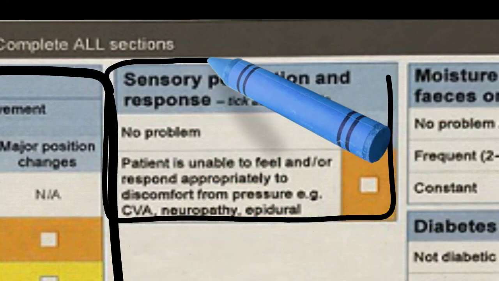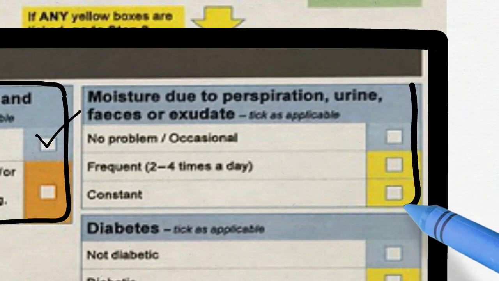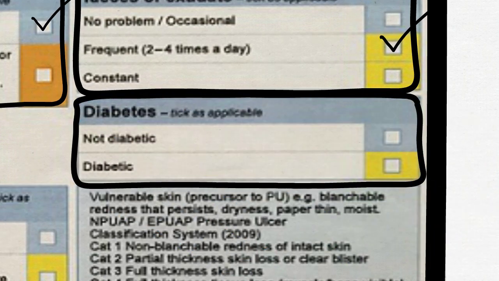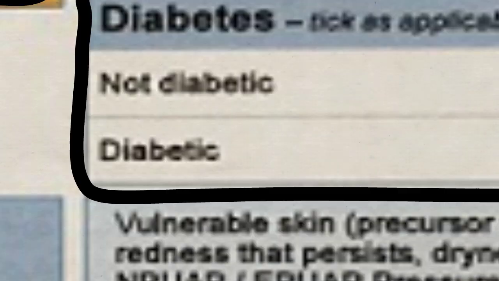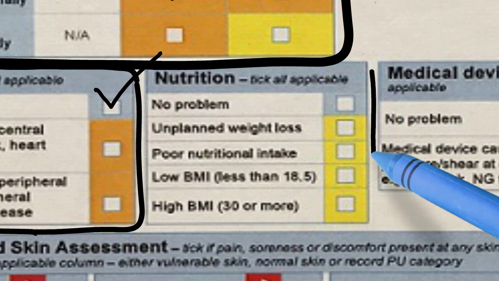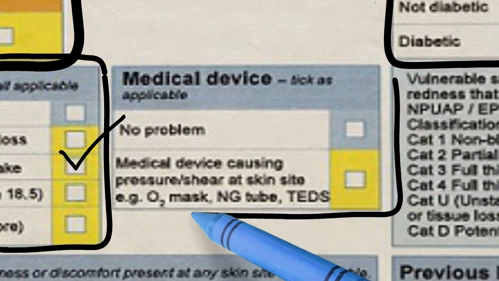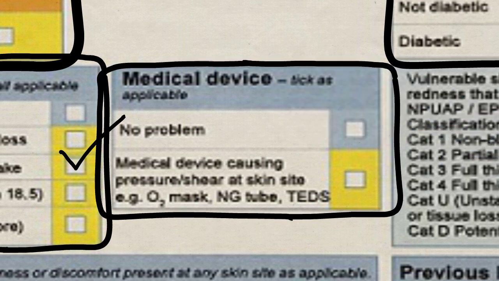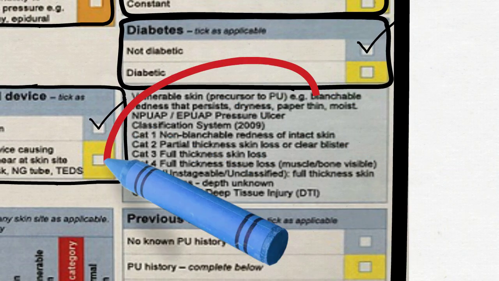Sensory perception and response. Moisture due to perspiration, urine, feces or exudate. Diabetes, perfusion, nutrition and medical devices. Please note these sections will have slightly different indicators depending on which speciality you work in. Once these boxes have been completed, the current detailed skin assessment must be completed.